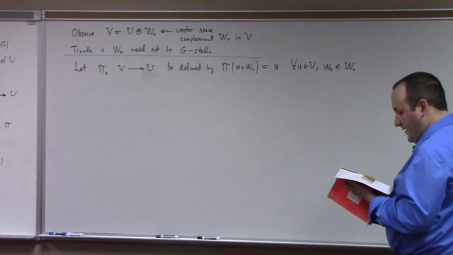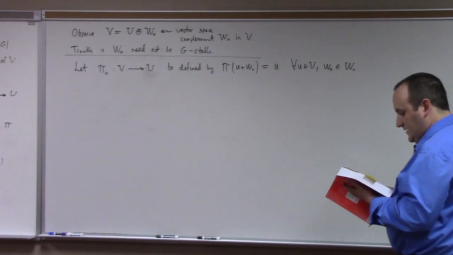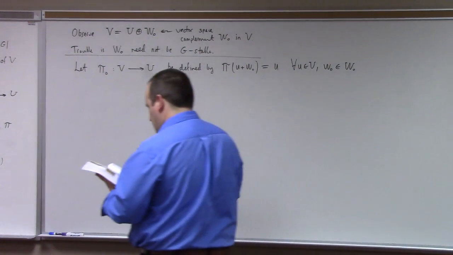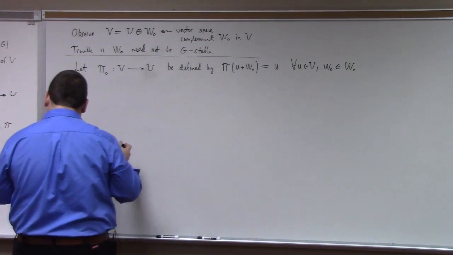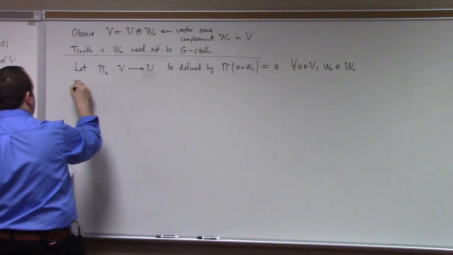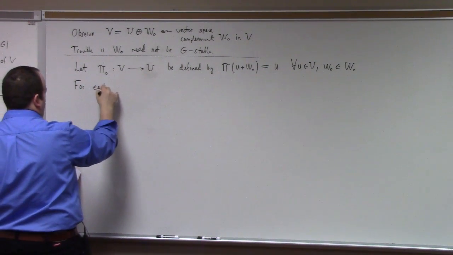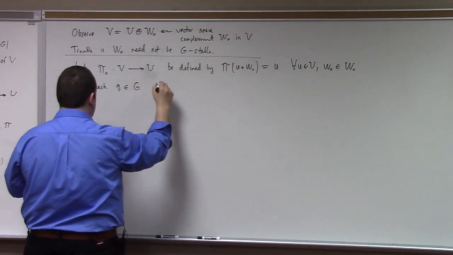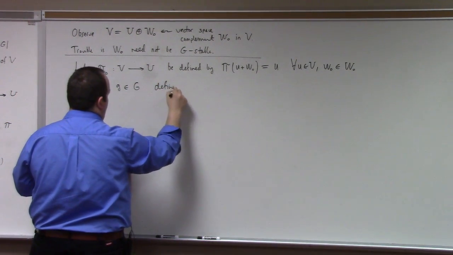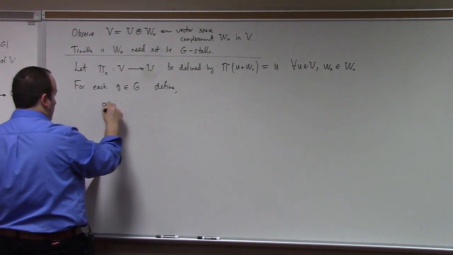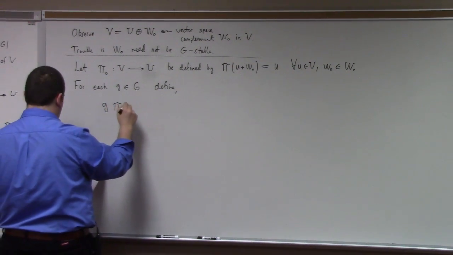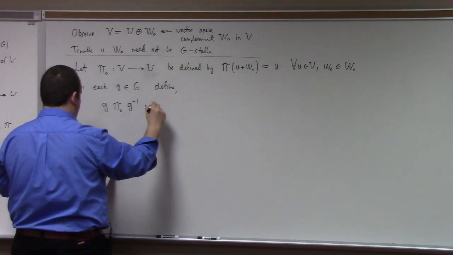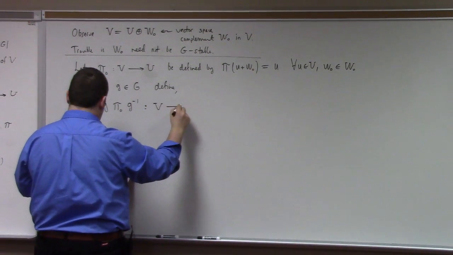So he says the key idea of the proof is to average pi naught over G to form an FG module projection pi. So he says, for each g in G, define g pi naught g inverse from V to U.